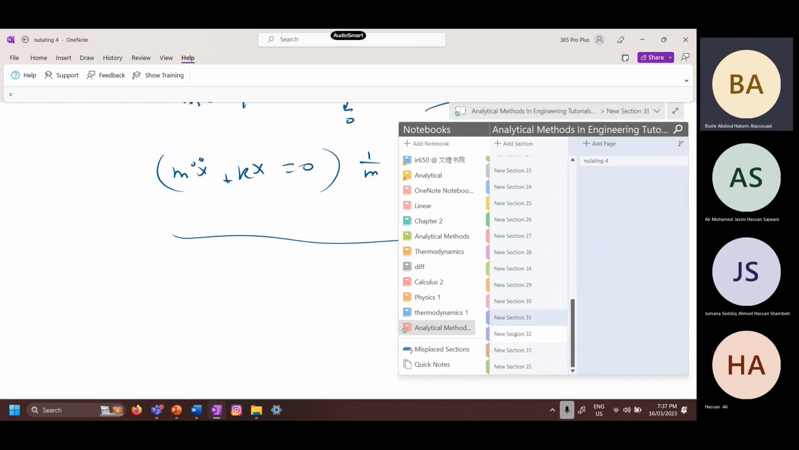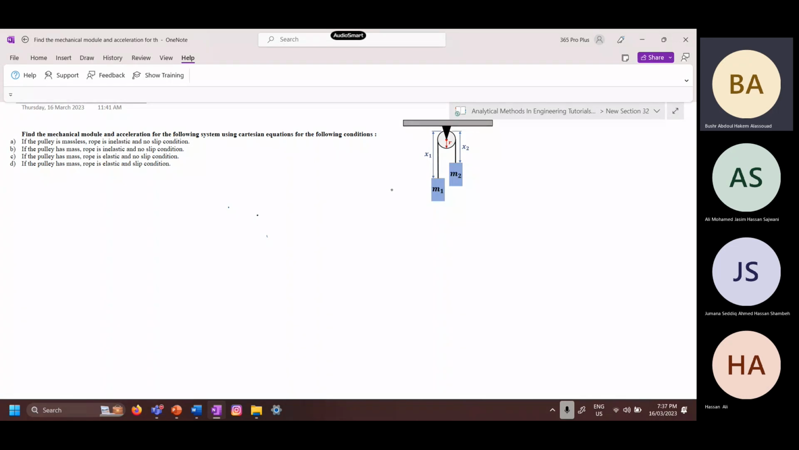Okay, what's left? Finally, the pulley. To understand the pulley problem, or the pulley equation, whatever.